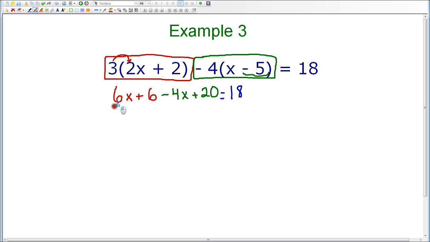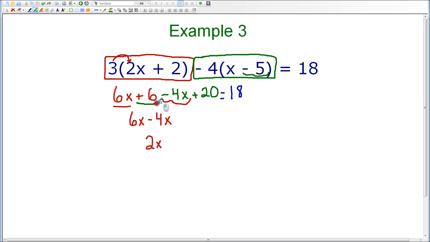So I see that I have 6x, and always take the sign in front, the minus 4x. I can combine those because they both contain the variable x. So for some of you, it might be easier to write them side by side. And I know 6x minus 4x, others of you can do that in your head. That's 2x.